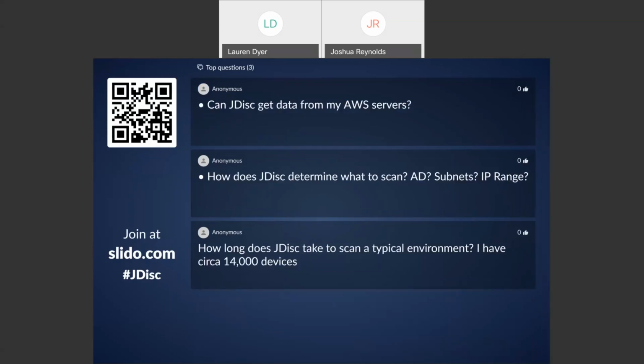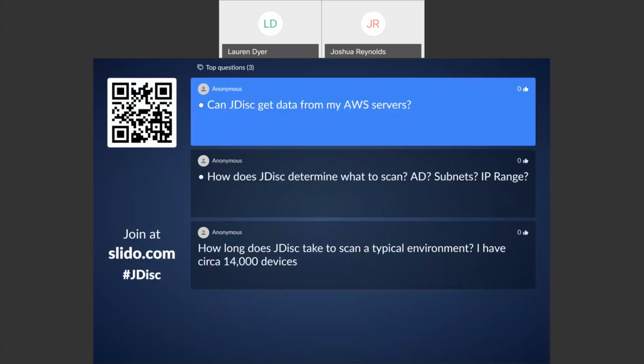Could JDisc get data from my AWS service? That's an excellent, excellent, excellent question. So let's talk about cloud infrastructure as a service. A cloud device, a wise man once said, is just a computer. It's just a computer in somebody else's house. That's the simple explanation. But when it comes to AWS, Azure, etc., the hardware is the question.